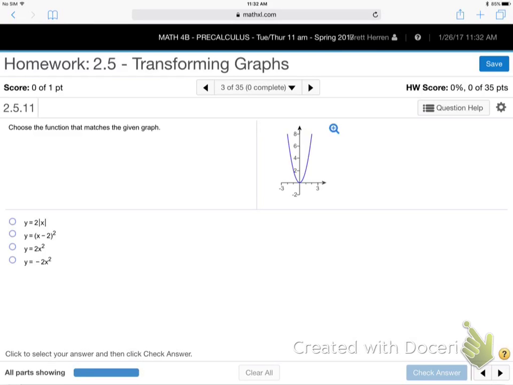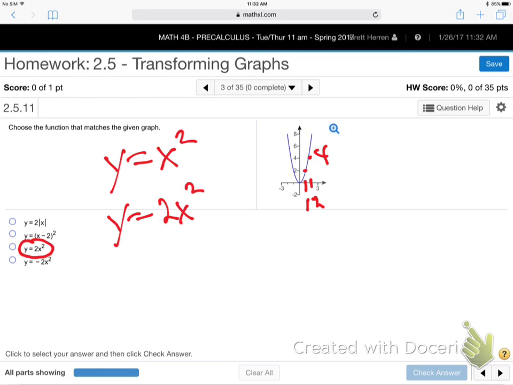It's just going up a little faster is the deal. Okay, so we've got the normal y equals x squared, and then it looks like this one is moving up fast, right? See, this is over 1, it's already at 2, over 2, it's already at 4. It's going up fast. So it's this one, isn't it? It's y equals 2x squared.